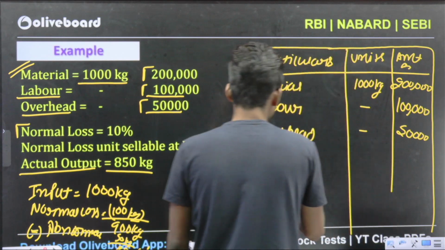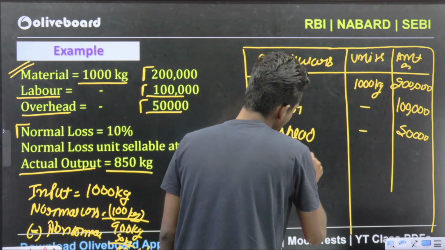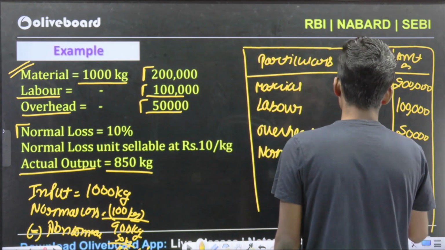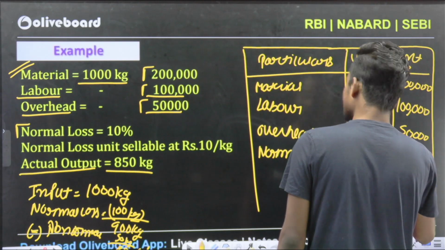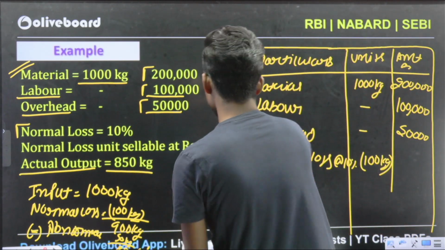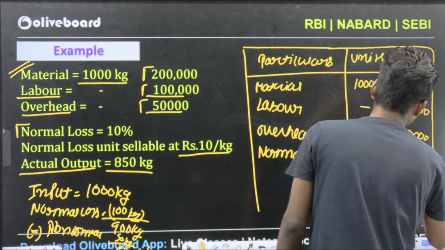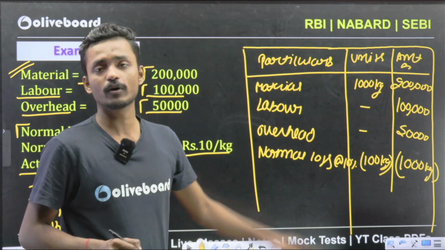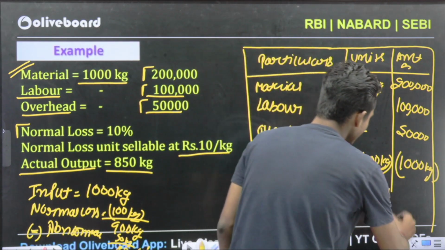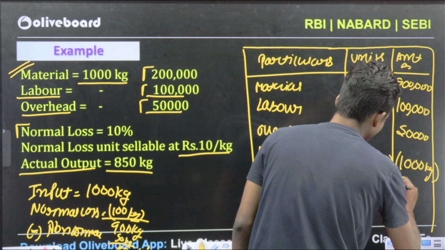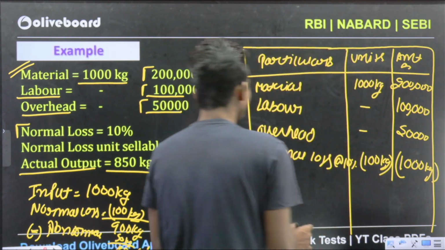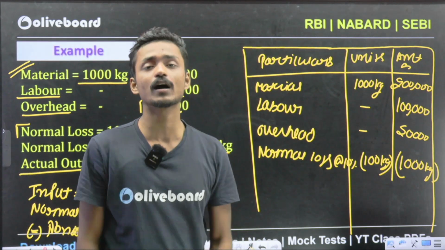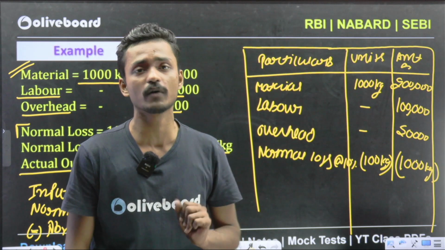Now you can see here we have a normal loss of 10%. We have 100 kg of normal loss, and that is sellable in the market at rupees 10, so I have 1000 of income also. That's the reason we are deducting it from the actual cost. Shall I also write down the abnormal loss unit here? No sir, we do not write it down, because we will not recover that abnormal loss from the customer.